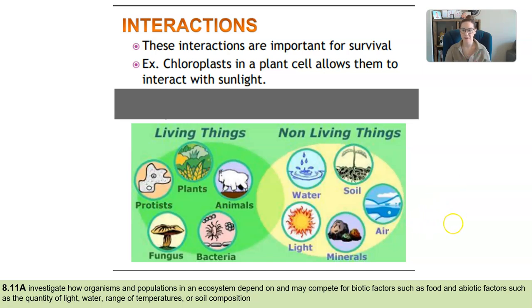Animals, as you know, are dependent on water and air to breathe. They're dependent on the minerals. Fungus and bacteria are dependent on the minerals that might be in the soil. Plants are dependent on water and soil and sunlight, air. All of these things are interacting together to create a balanced ecosystem.